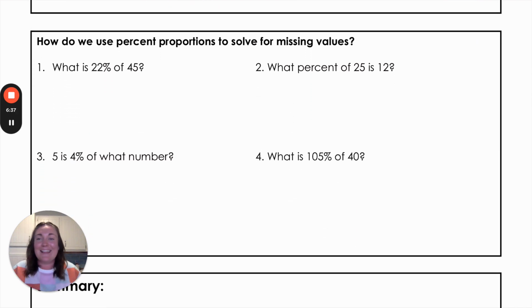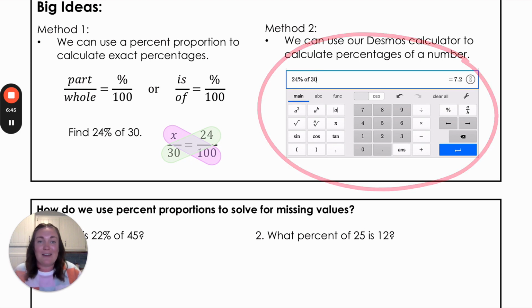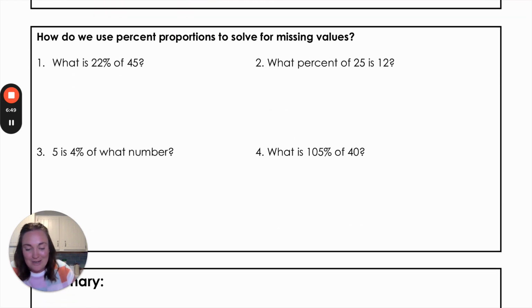Okay, let's take a look at some examples. So what is 22% of 45? We could definitely go and type this right in Desmos, 22% of 45, and get our answer, but I also want to show you that percent proportion. So setting it up, remember we have is over of equals percent over 100, or part over whole, percent over 100. So 100 is always in the bottom right, and our percent is always on top.